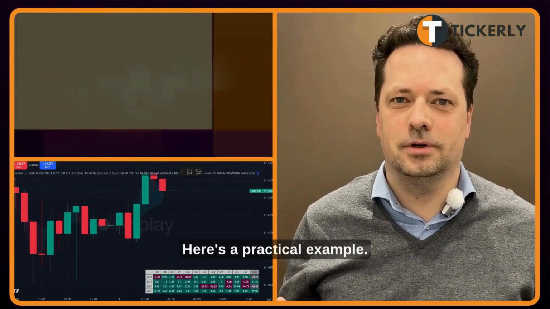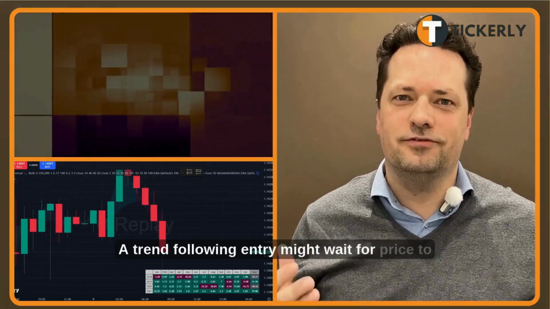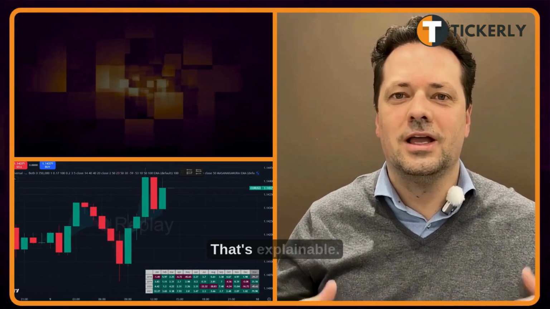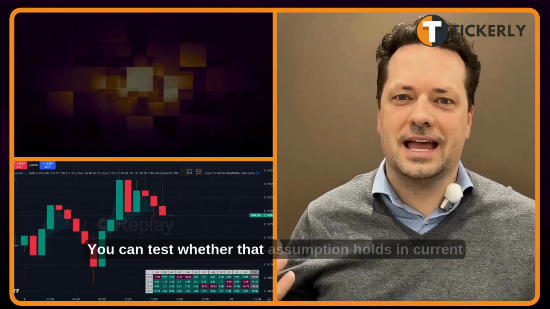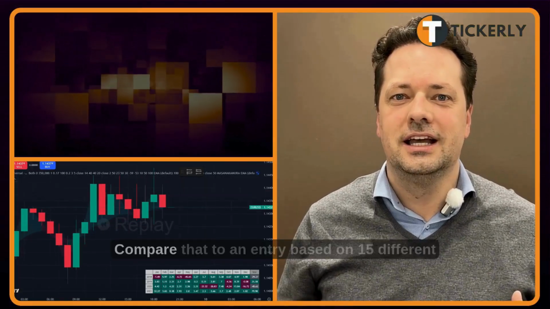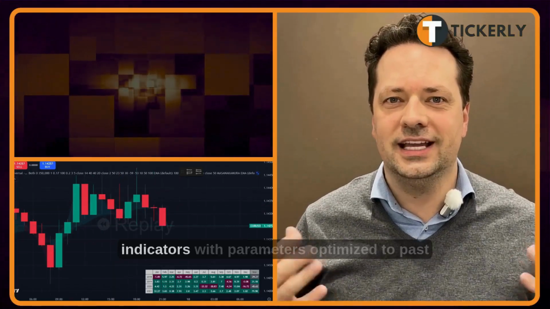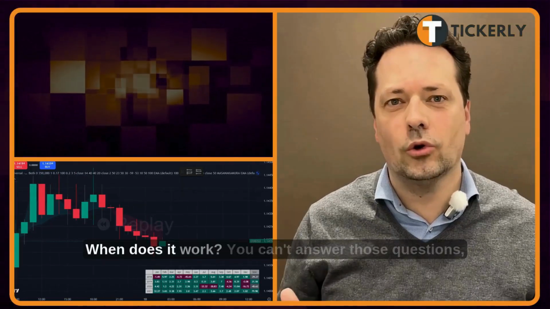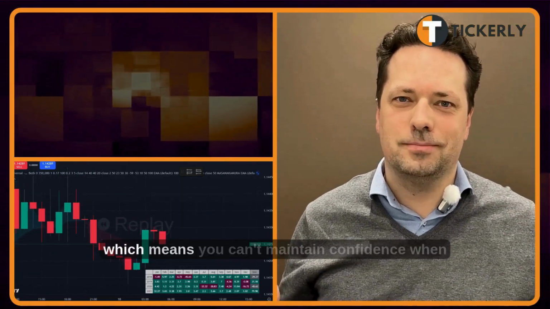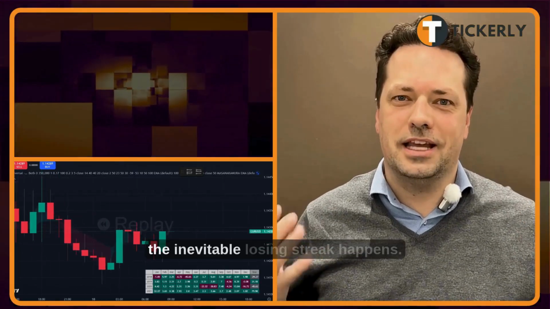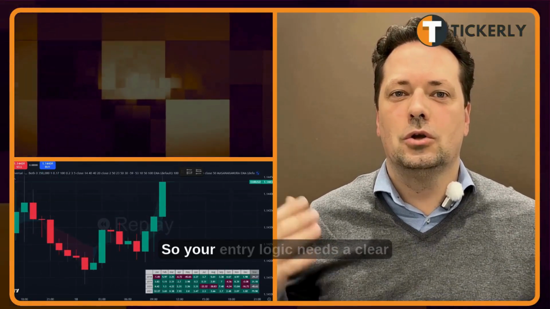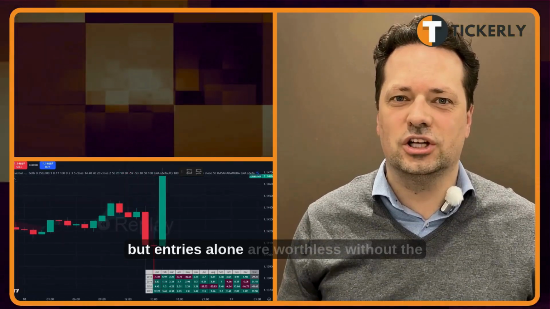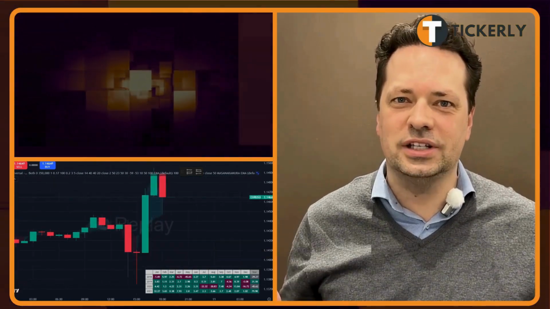Here's a practical example. A trend following entry might wait for price to break above a 20-day high. The assumption is that breakouts tend to continue. That's explainable. You can test whether that assumption holds in current market conditions. Compare that to an entry based on 15 different indicators with parameters optimized to past data. What's the assumption? When does it work? You can't answer those questions, which means you can't maintain confidence when the inevitable losing streak happens. So your entry logic needs a clear, testable assumption about market behavior, but entries alone are worthless without the second element.